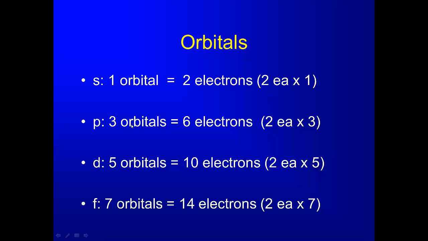The p has 3 orbitals. Each orbital can hold 2 electrons, so that's where we get a total of 6 electrons. My d, 5 orbitals, 5 orbitals holding 2 each, that's where it can hold 10 electrons. An f, 7 orbitals, therefore 14 electrons can go in the f orbitals at one energy level.